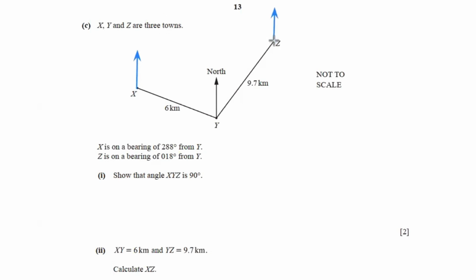Let me draw the north lines at all points. So this entire angle is 288. And Z is on a bearing of 18 from Y, which means this is 18. So this is 18. We can easily find this angle, which is going to be 288 minus 18, and that equals to 270 degrees. So why can't we find this by subtracting 288 from 360?